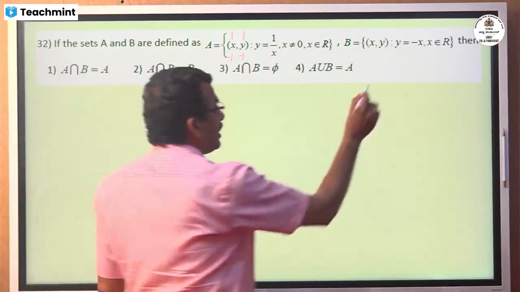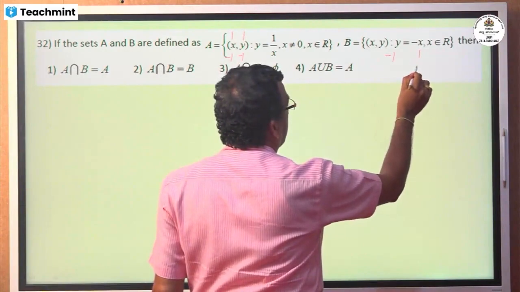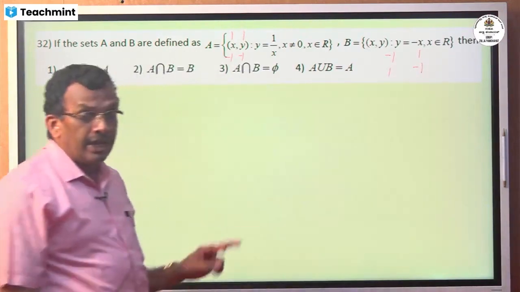What happens here? When x is 1, y is minus 1. When x is minus 1, y is 1. I can't get any ordered pair.